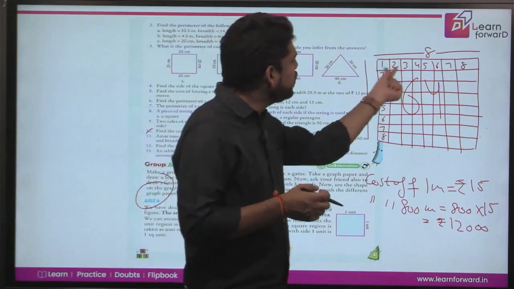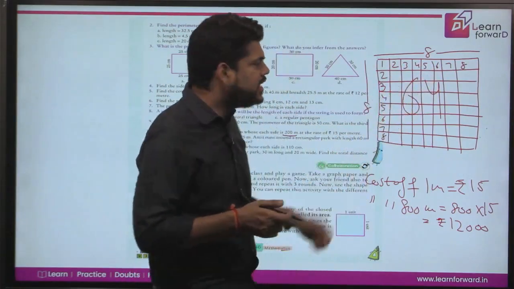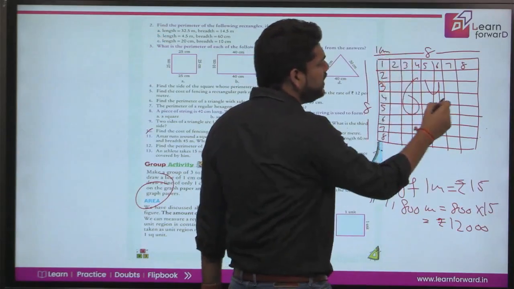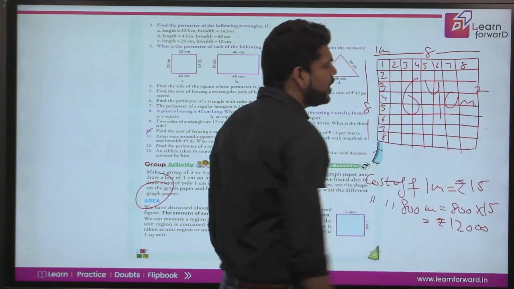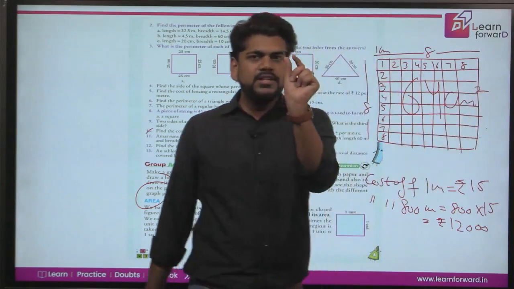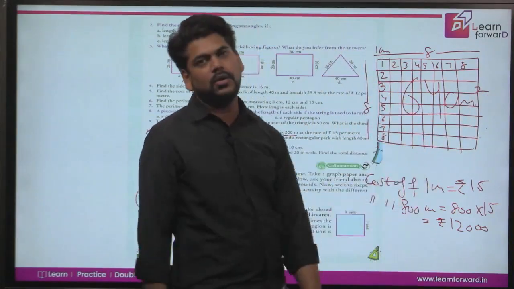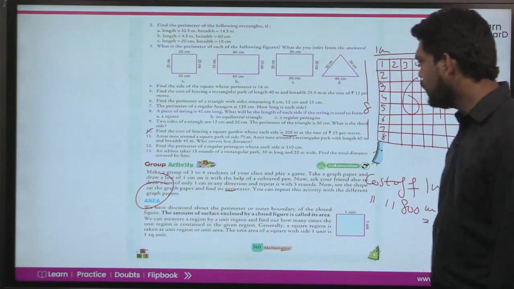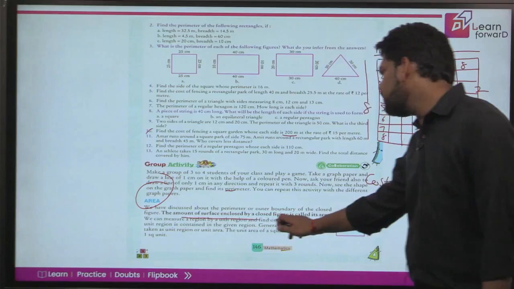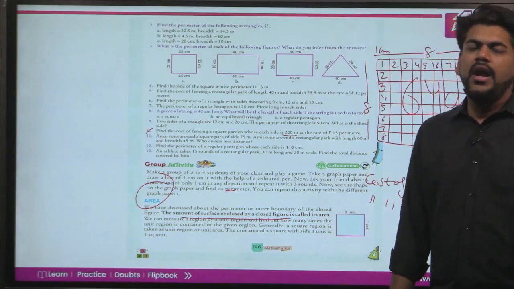So how many squares are there? 64. And let's suppose the dimension of each square is 1 centimeter. So the area is 64 centimeter square. That means 64 squares of 1 centimeter each can fit in this particular chessboard. So this is the concept of area, the amount of surface enclosed by the figure, and how do we count it?